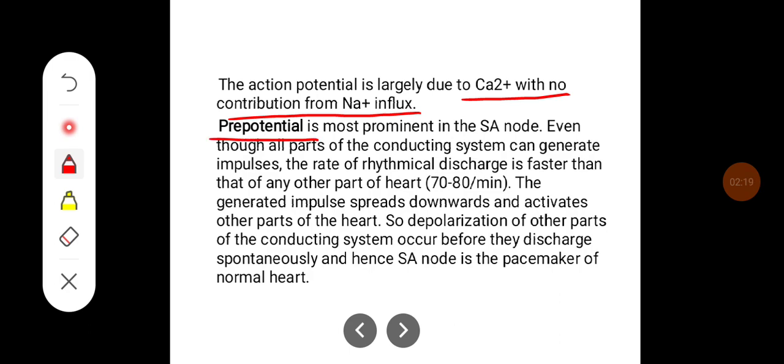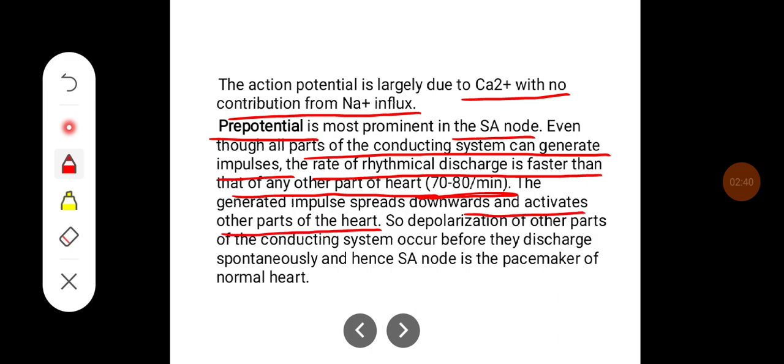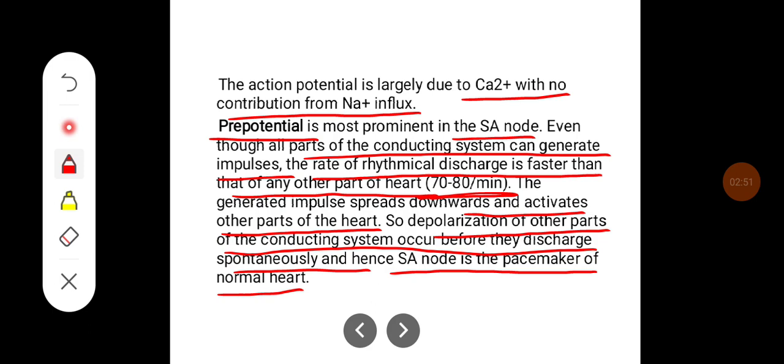Prepotential is prominent in the SA node. Even though all parts of the conducting system can generate impulses, the rate of rhythmical discharge of the SA node is faster than that of any other part of the heart. That is, it is around 70 to 80 per minute. The generated impulse spreads downward and activates the other parts of the heart. So depolarization of other parts of the conducting system occurs before they discharge spontaneously, and hence the SA node is the pacemaker of the normal heart.